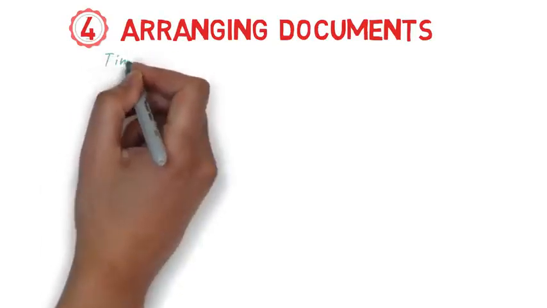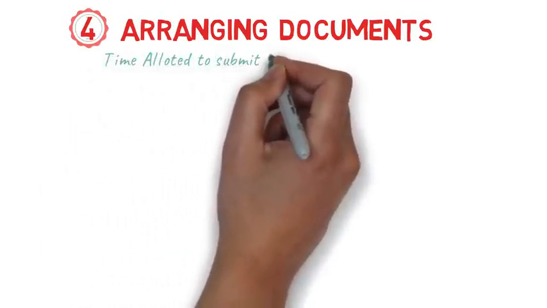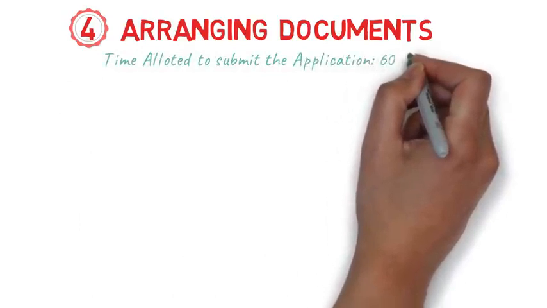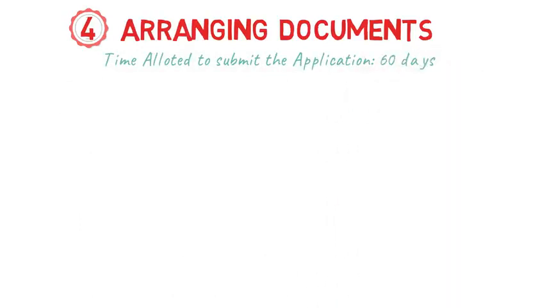Okay, now the step 4, arranging documents. Trust me, this is a really time-consuming process. However, the time allotted to submit the application after you get the ITA is 60 days. Earlier it was 90 days, but now it has been reduced by 30 days and it is now only 60 days or 2 months. Now, which are the documents required?